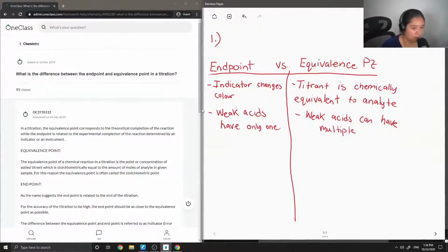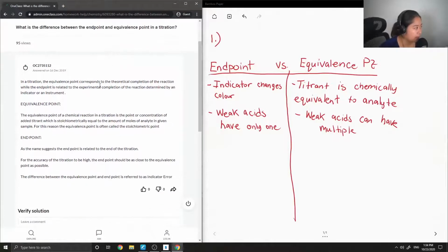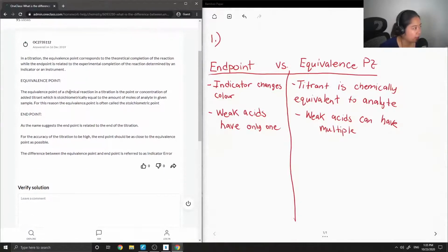Okay, so let's check out the answer from our junior tutor. In a titration, the equivalence point corresponds to the theoretical completion of the reaction, while the endpoint is related to the experimental completion of the reaction determined by an indicator or an instrument. That was a great answer.